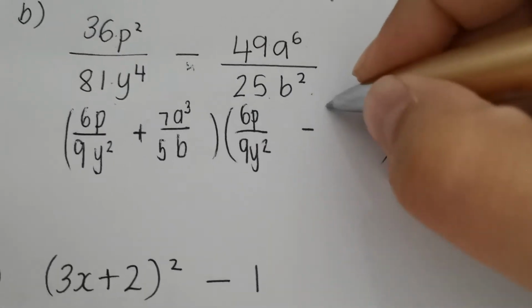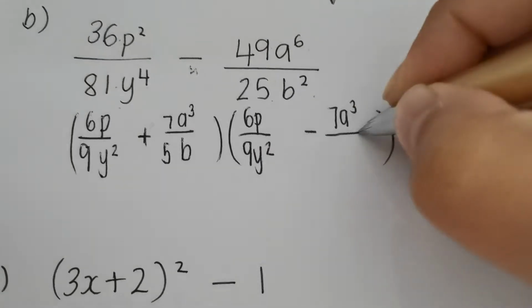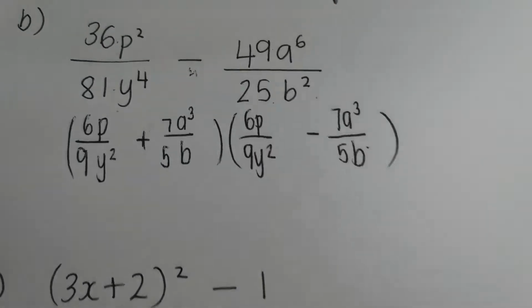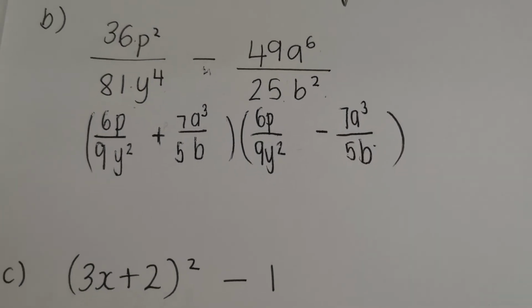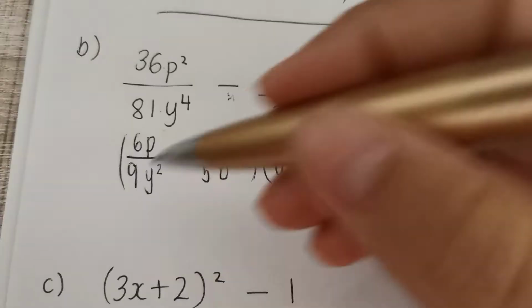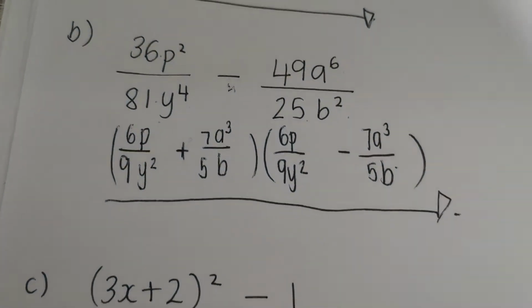Let's copy it to this side. 7a to the power of 3, 5b. And we are done with difference of two squares. That's our answer. Okay. Next question.